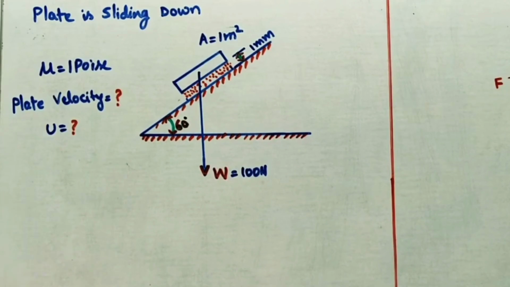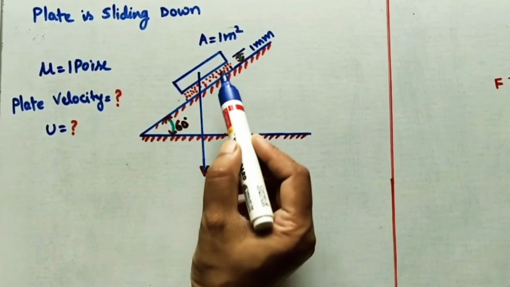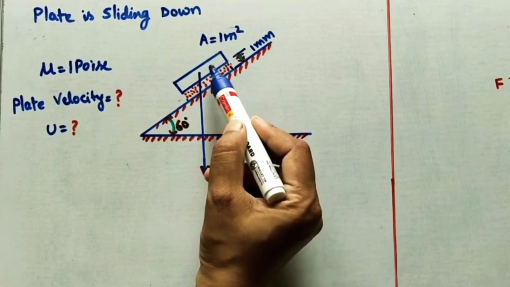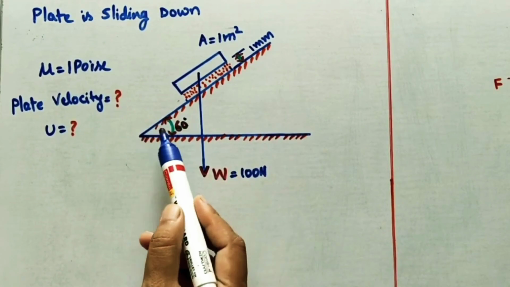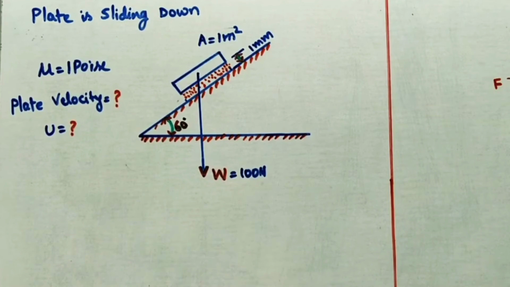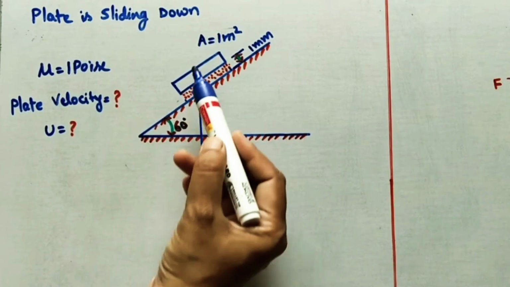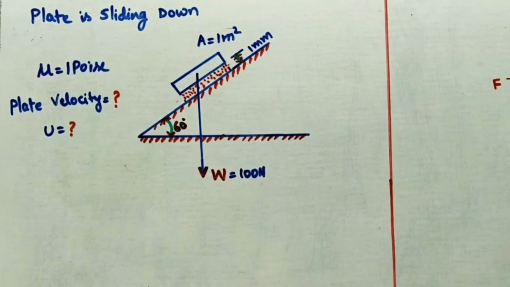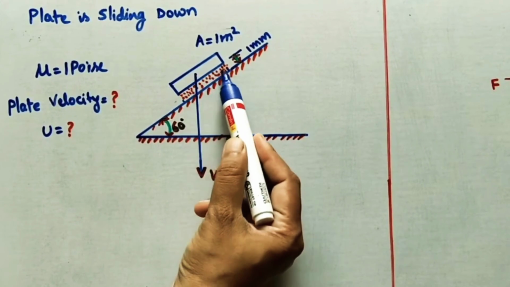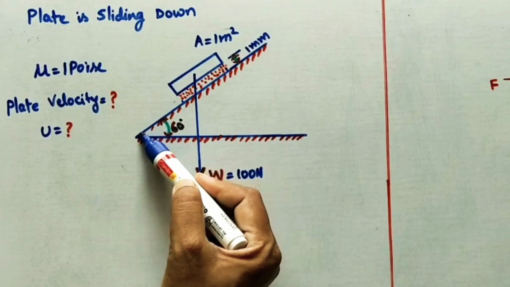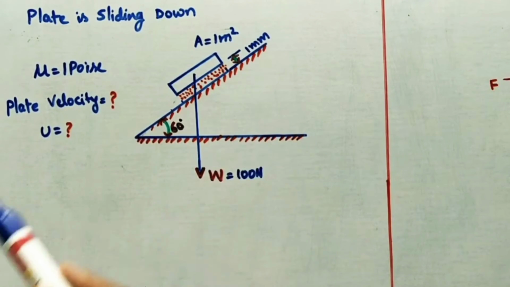Take the first question. In it, a 1 meter square plate is moving on an inclined surface. This inclined surface is making 60 degrees with the horizontal surface. It is moving down, it is given. So in between this surface and this plate, some oil is there. It is an oil layer on this inclined surface of 1 mm thickness.